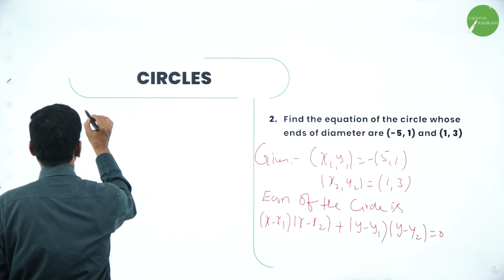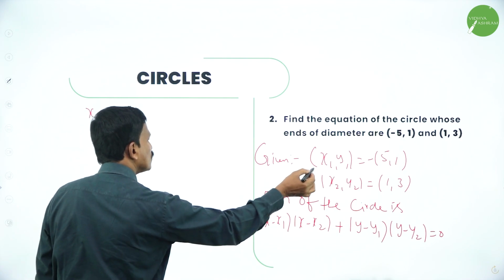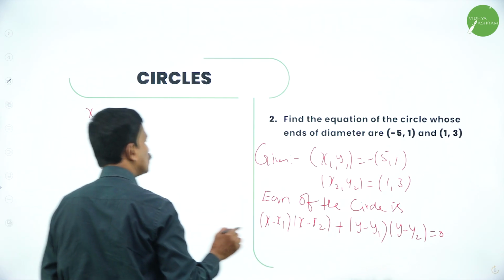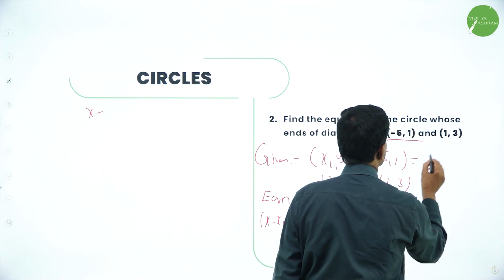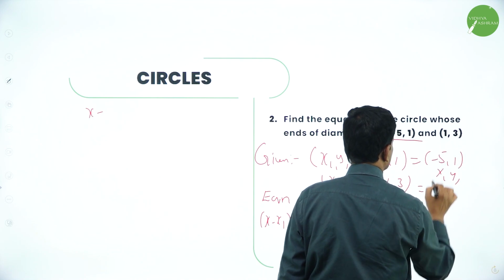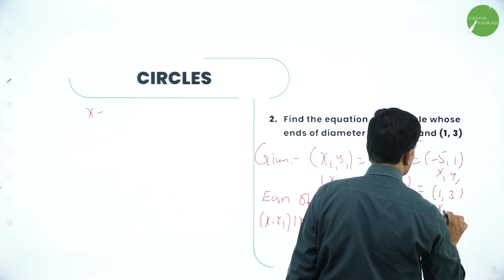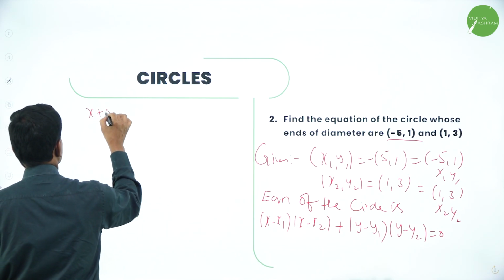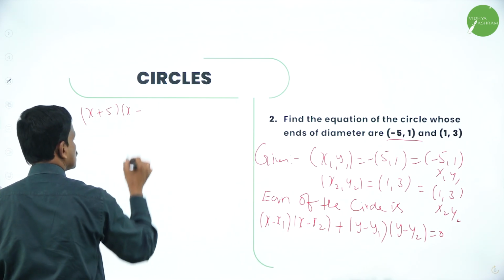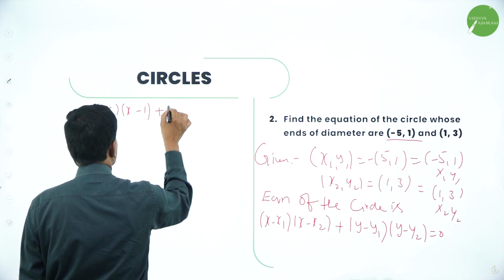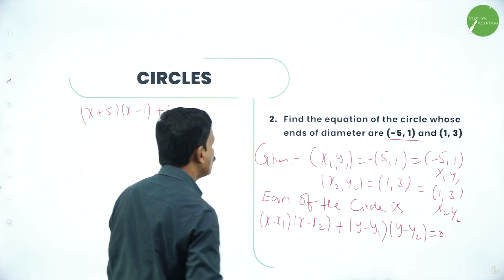Now substitute here. x minus, what is x1? x1 is equal to −5. So this is (x1, y1), that is (−5, 1), and this is (1, 3), (x2, y2). So x1 is −5, minus into minus plus 5, into (x − x2). What is x2? 1. Plus (y − y1).